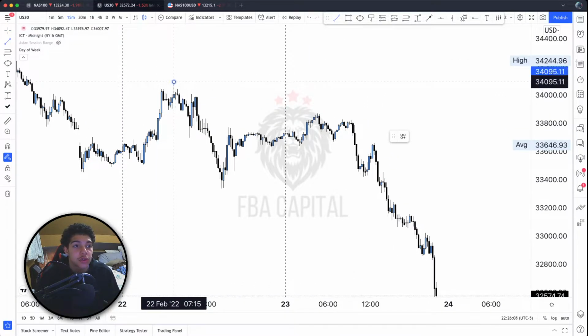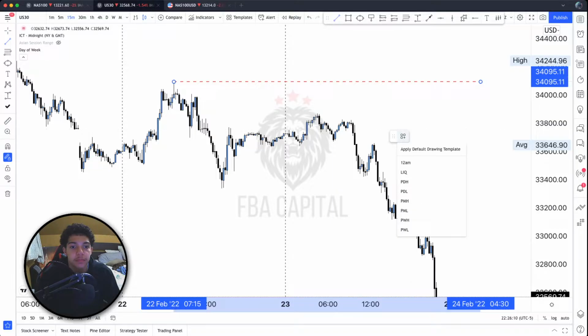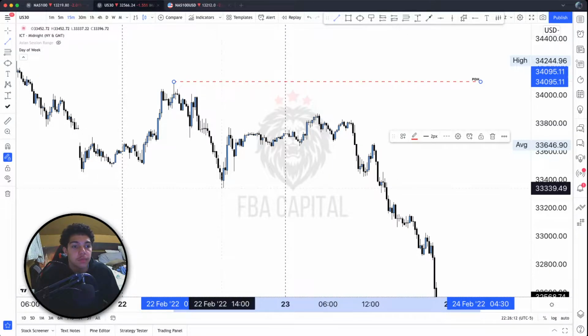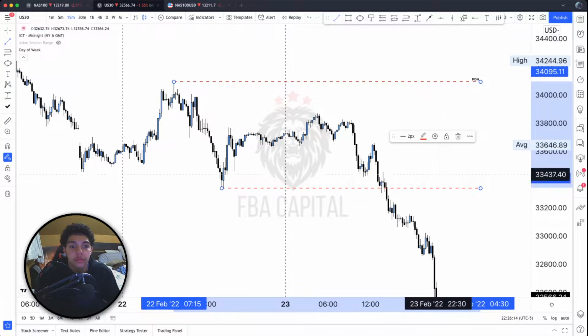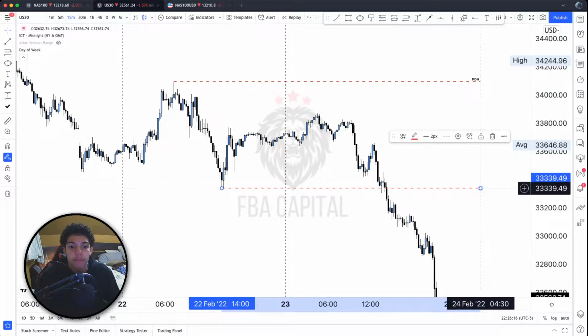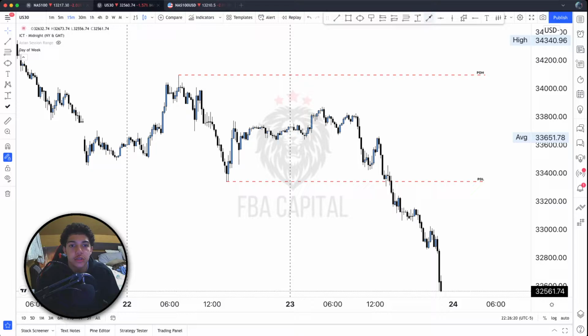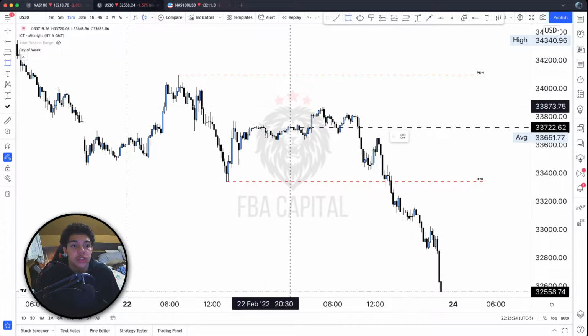So first things first, I'm going to mark up the previous day's high, previous day's low, just like this. Now I'm going to get the 12 a.m. open, which is right in here. Then I'm going to get the 8 session range right here.